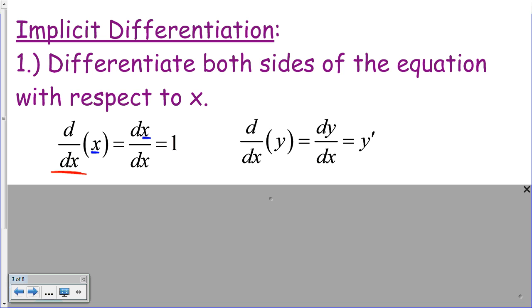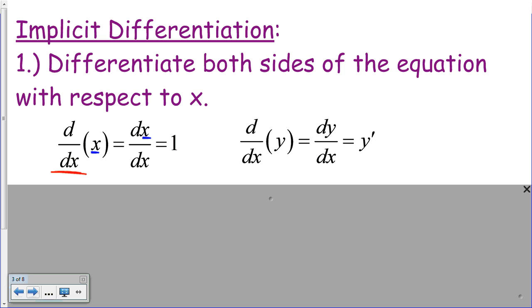And so I end up with dx over dx, which of course is this one quantity over the same quantity, so that's equal to 1. So anytime you take the derivative of x with respect to x, you get 1. In fact, that's true for any variable. Anytime you take the derivative of a variable with respect to that same variable, you'll always get 1.